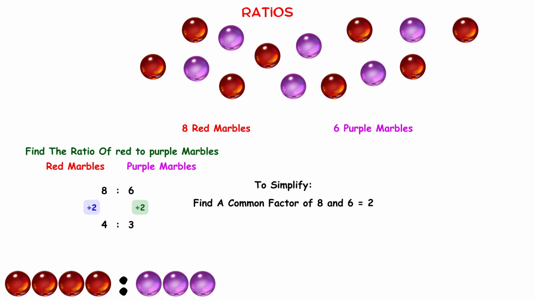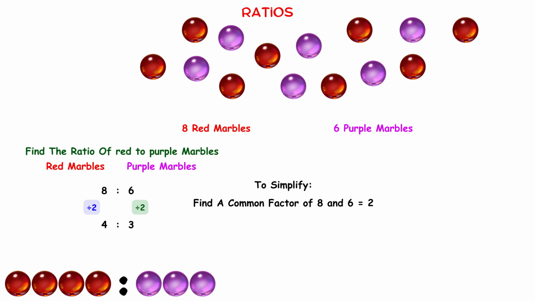And if you wanted to simplify this, which is what you would normally have to do in an exam, you would need to find a common factor of both 8 and 6 that you could divide them both by, which would be 2. So you divide both 8 and 6 by 2 so that the ratio becomes 4:3, meaning that for every 4 red marbles, there are 3 purple marbles.